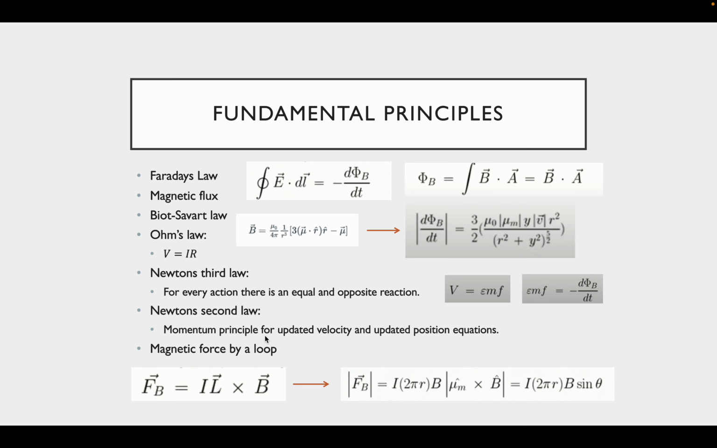So in terms of fundamental principles, we used Faraday's law, which is shown here, magnetic flux, which is shown here, and then since a bar magnet is a dipole, we used the iteration of the Biot-Savart law for a magnetic dipole at any point in space. Combining these three principles, we came up with this equation. We need to know Ohm's law, Newton's third law, and Newton's second law for the updated velocity and updated position equations within our code, and then the magnetic force by a loop, which was shown here. And once iterated with all our dipole moments, it came out to be this.